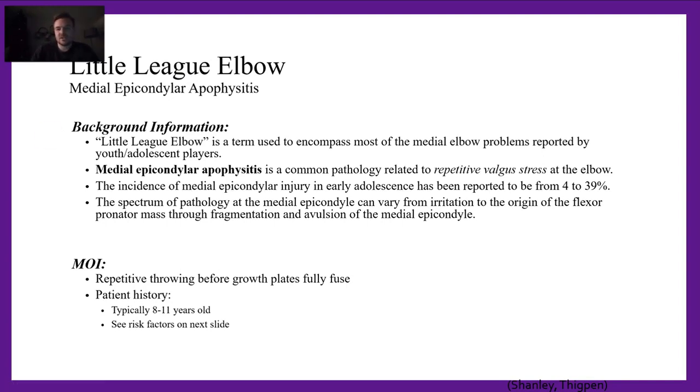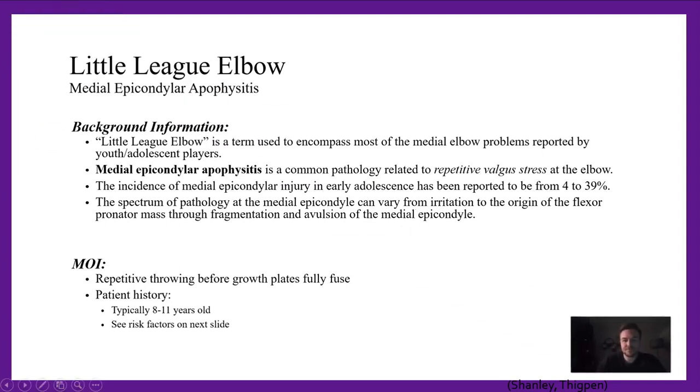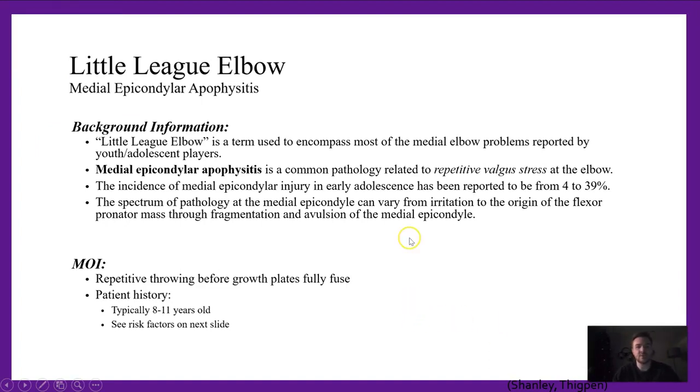So if this injury happens in the youth athlete, this is known as little league elbow or medial epicondylar apophysitis. And this is exactly the same mechanism of injury, reported to be from 4 to 39% incidence in early adolescence. And usually these are 8 to 11-year-olds who throw too much. And it's because their growth plate at the medial epicondyle has not fused.